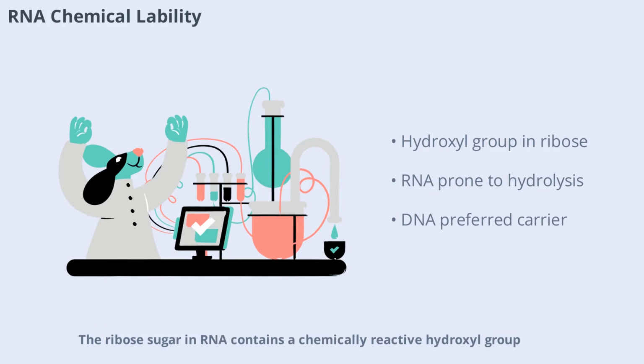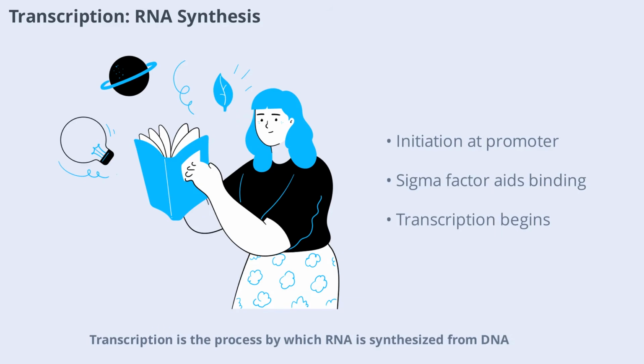Ribose sugar in RNA contains a chemically reactive hydroxyl group, making RNA prone to hydrolysis. This chemical reactivity is one reason why DNA, which lacks this reactive group, evolved to be the preferred carrier of genetic information in most organisms. RNA's structure was first described by R.W. Holley in 1965. Transcription is the process by which RNA is synthesized from DNA.